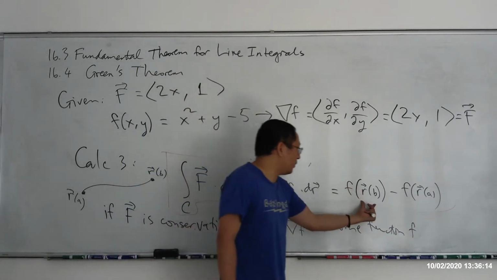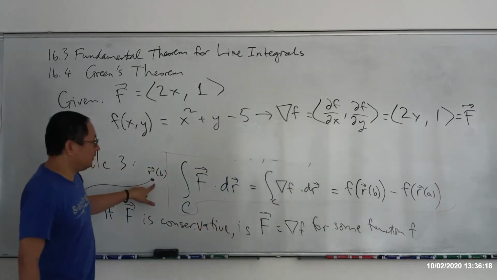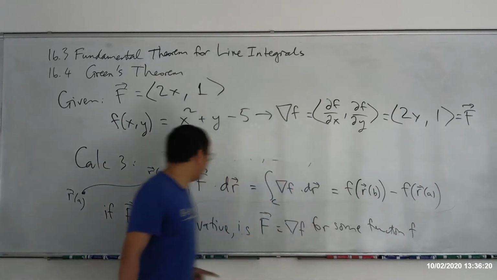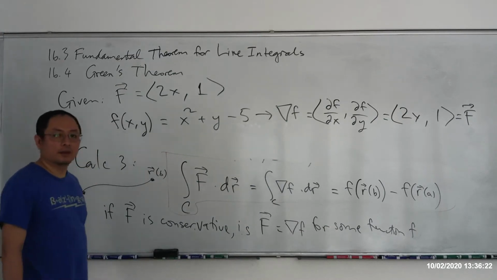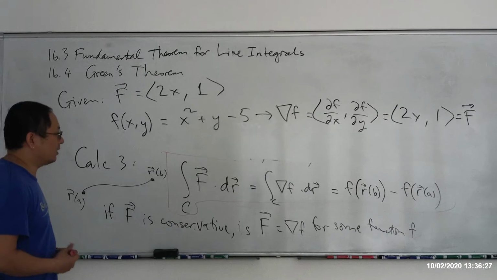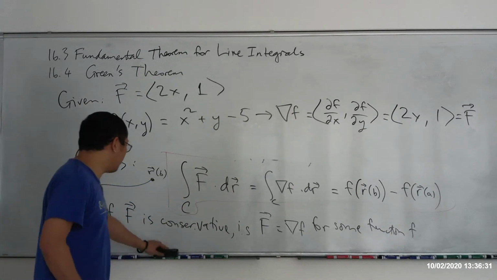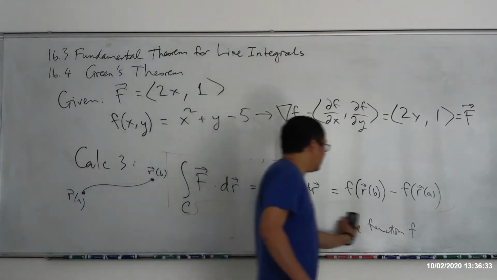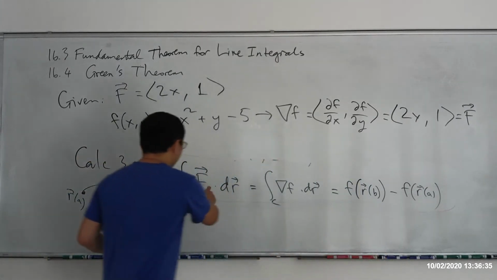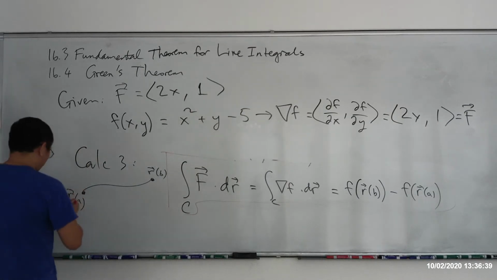So it is the endpoint minus the initial point, where r(b) is the endpoint and r(a) is the initial point. So what does this fundamental theorem for line integrals tell you? Path independence. It doesn't matter how you go from point A to point B. As long as the vector field is conservative, it doesn't matter which way you go. You're going to have the same answer.